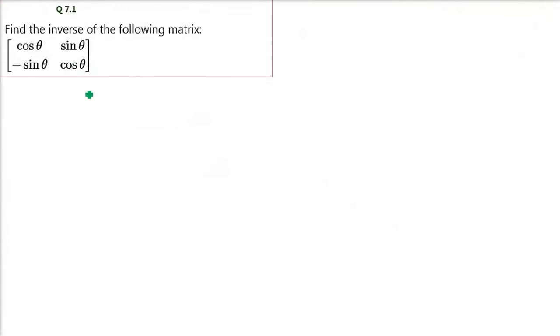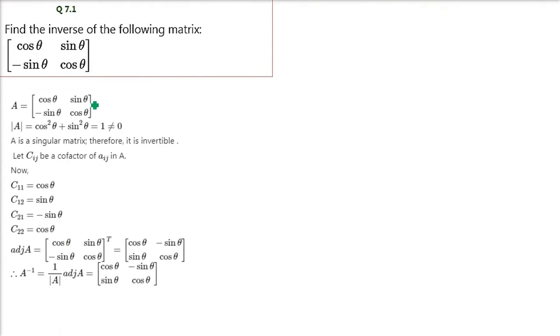Find the inverse of the following matrix. Now this is a 2 by 2 matrix. So here you will understand how to take the inverse of a 2 by 2 matrix. First of all, we need to find out the determinant. Whether the determinant is 0 or not will decide what we have to do.